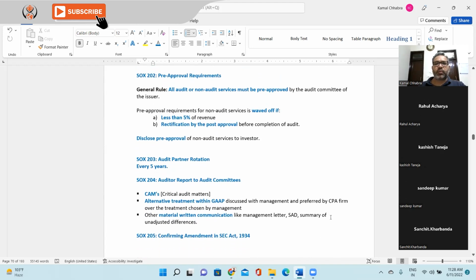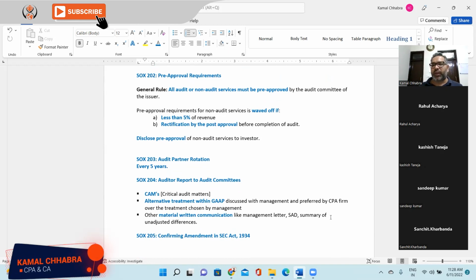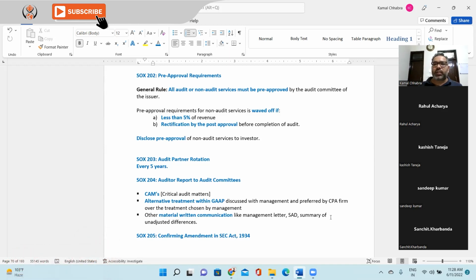Next one is SOX 202. SOX 202 is the pre-approval requirement. All audit or non-audit services must be pre-approved by the audit committee. Especially for a listed company, it is a general rule that whether you are providing audit service or non-audit service, both need to be pre-approved by the audit committee. Pre-approval requirement for non-audit service is waived off in an exception to the general rule.